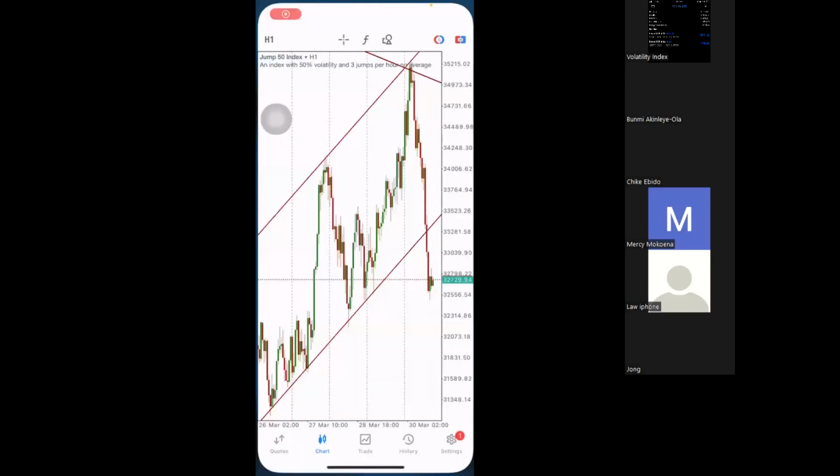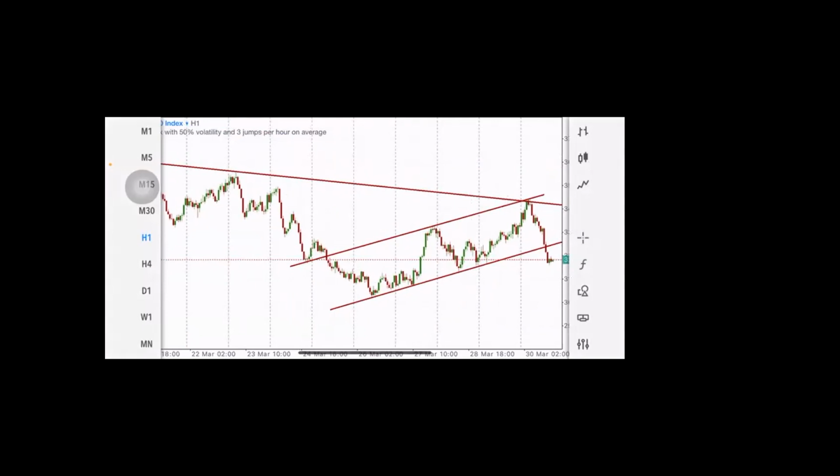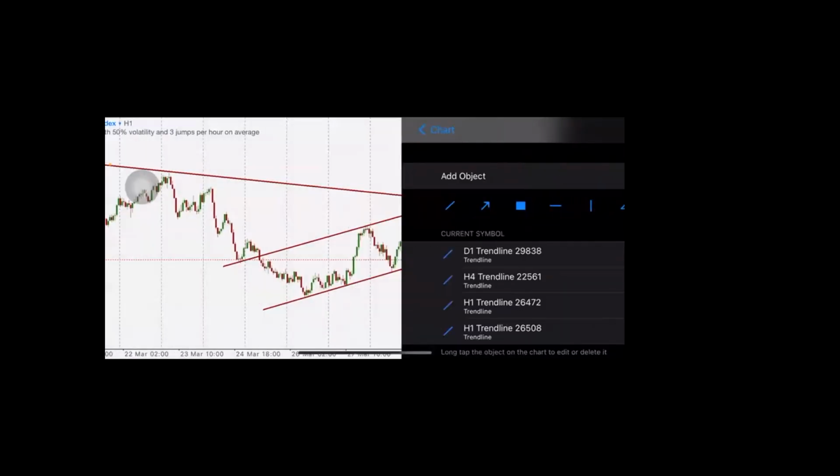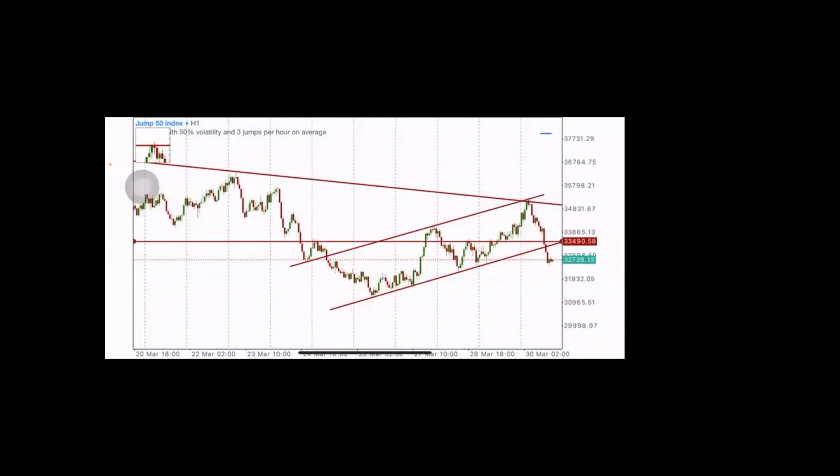Okay, guys. First of all, I want everybody to sell Jump 50 index. Yes, sell Jump 50 index right now. Price has broken the lower trend line for a retest. Put your stop loss somewhere here at 33490. Yes, 33490.